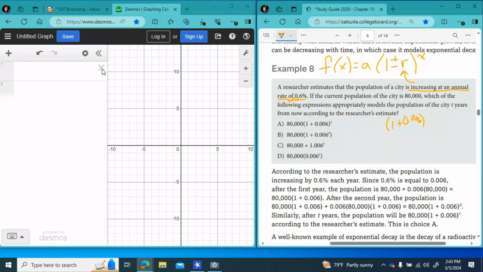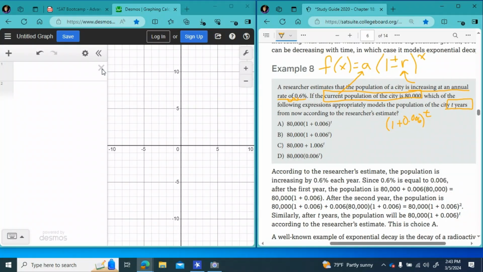And then to the power of, and this one just instead of x, your variable is t years. So instead of an x up there, we'll put in our t. And this a up here, it can be called quite a few different things. Our keywords of telling us what this is, that's the current population of the city. So that A is our current population of the city.